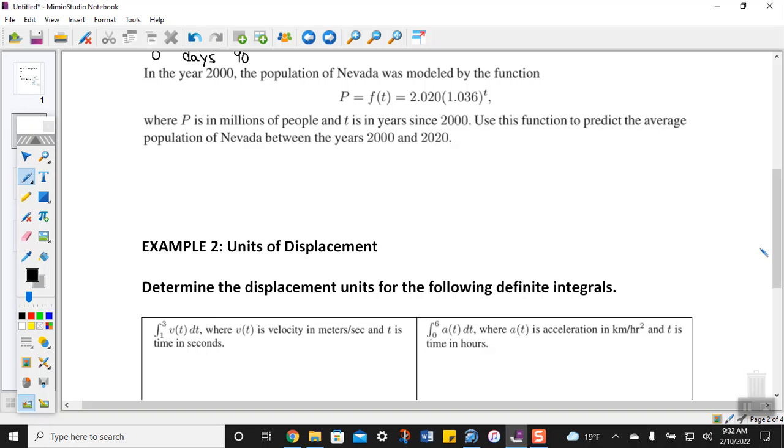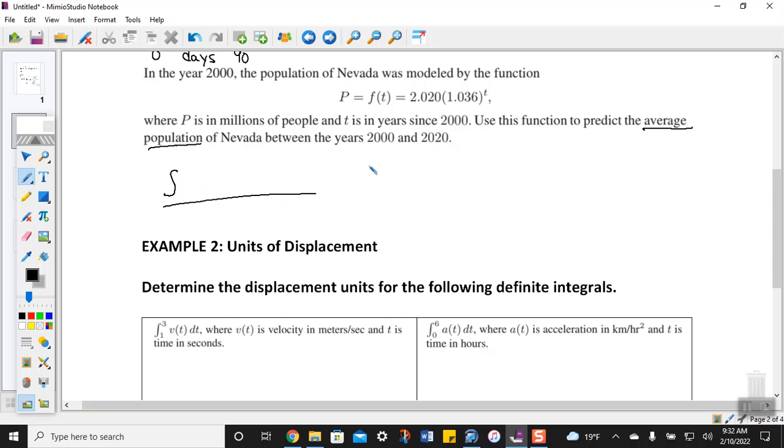Okay. So in 2000 is our starting time, right? P is the number of millions. It says use this function to predict the average population of Nevada between what and what? 2000 and... Okay, so right here, I'm going to underline this. When I see average in this case, it's like an average value, okay? This is automatically telling me go use that formula that says take the integral of your function, divide it by your interval length. Okay, so let's talk about our limits first.